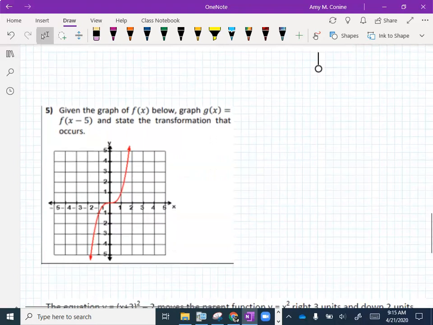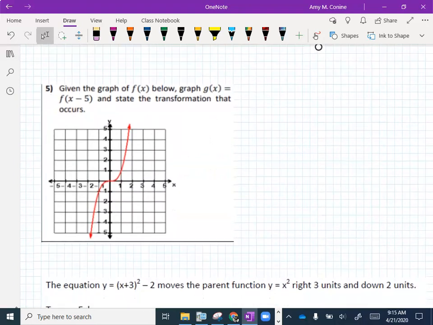Okay, I want to take a look at this example. Given the graph of f of x and g of x equals the x minus 5, state the transformation that occurs. So we have this function, and you're going to see language like this. It's not the best, but you may see it. It just means that you are taking this function and creating the new one from the transformations, and this is the transformation that's happening.